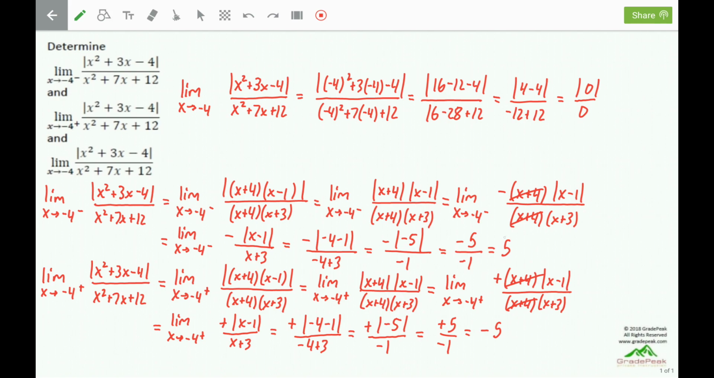For the two-sided limit, we will compare the results of the two one-sided limits. Since they do not match each other, the two-sided limit up here does not exist. And there's the results of the three separate limits.